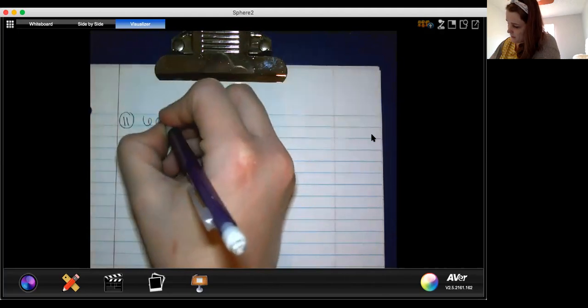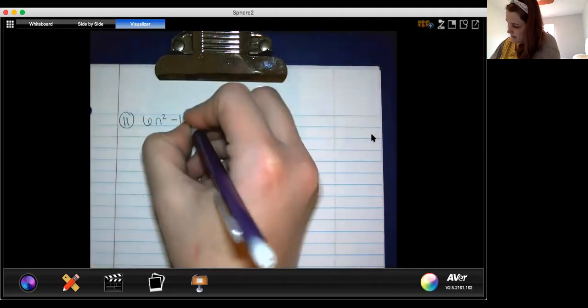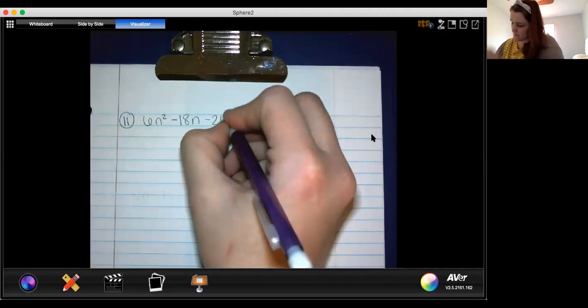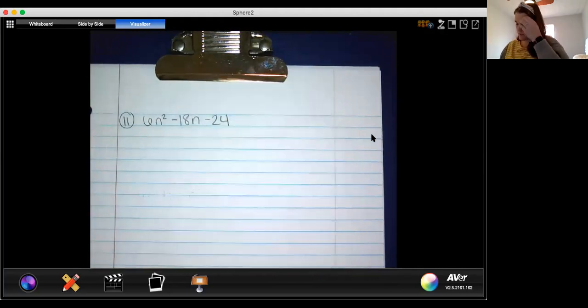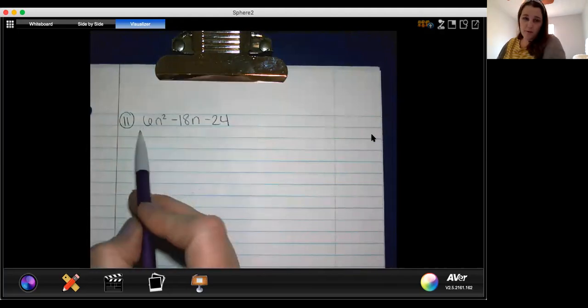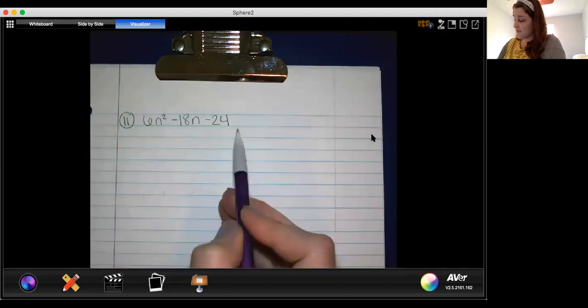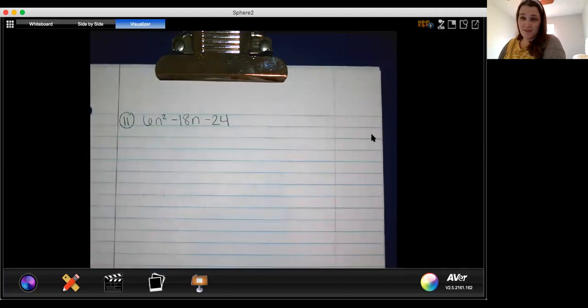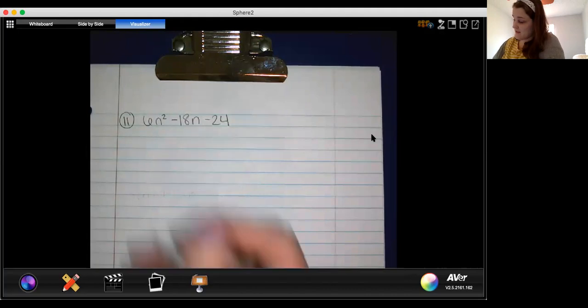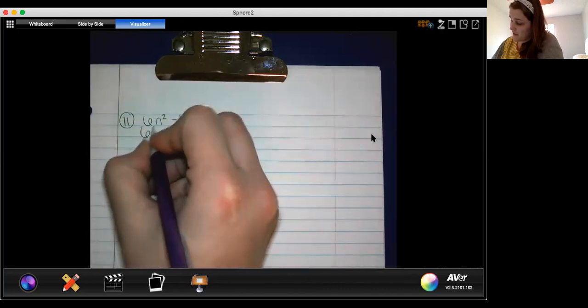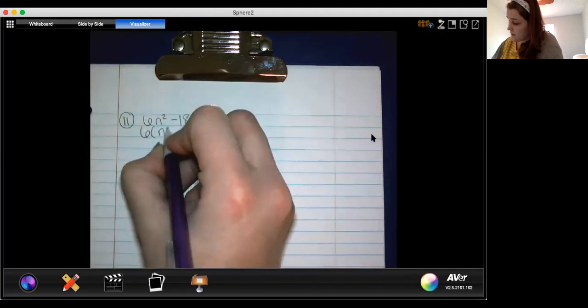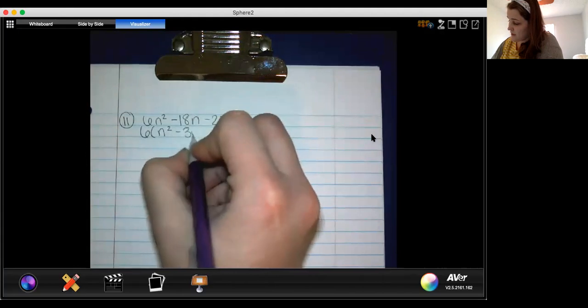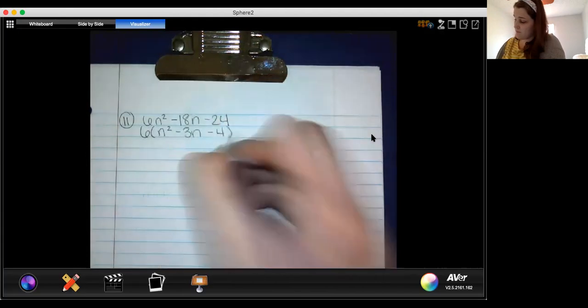Six n squared minus 18n minus 24. Okay. Remember, first rule of factoring is always GCF. We notice how each of these has a factor of 6. So we could take out a factor of 6, and I'm left with n squared minus 3n minus 4.